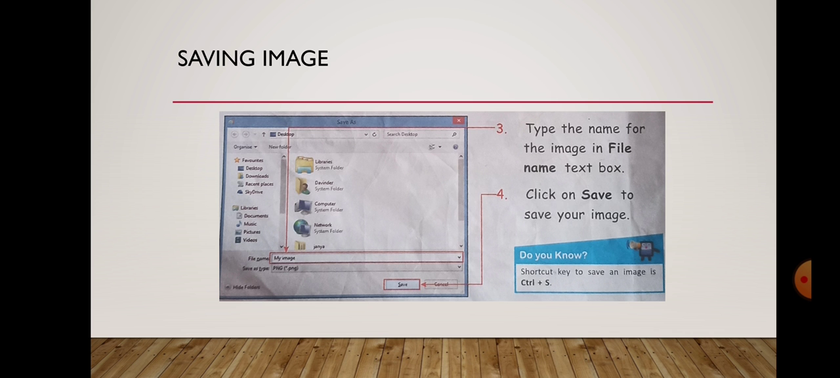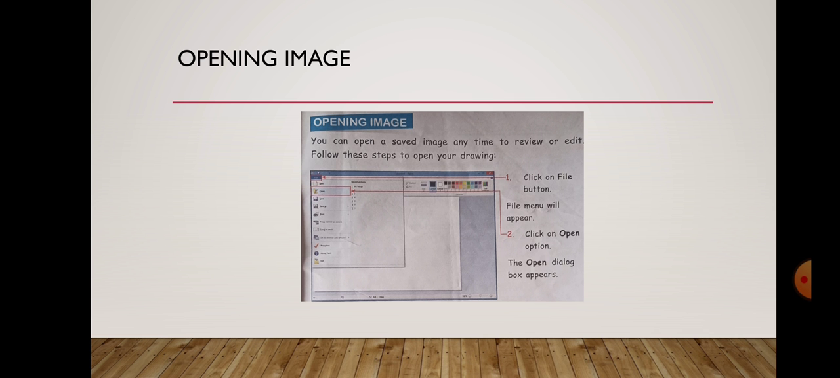So in this way, your image will be saved. Now it's evening. Your friend has arrived. Now you want to show that image to your friend. What are you going to do? You have to open that image now, which you have saved in the afternoon. You can open a saved image anytime to review it, to edit it. So what are the steps again? Let us check it out.